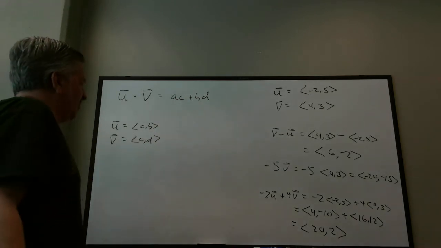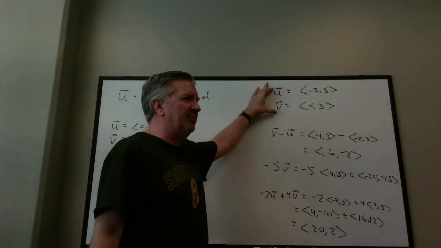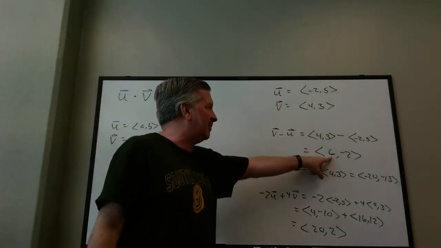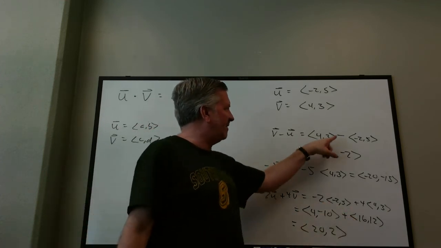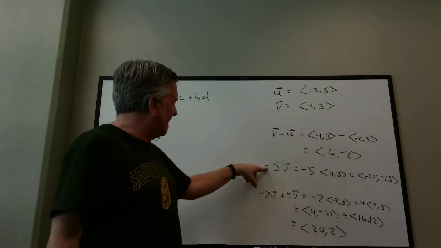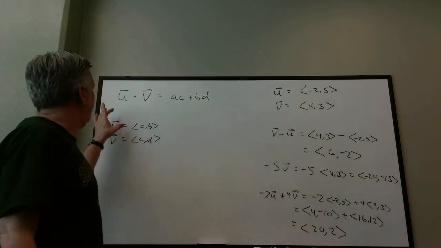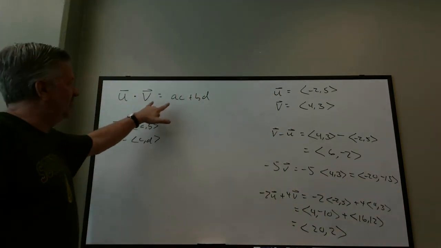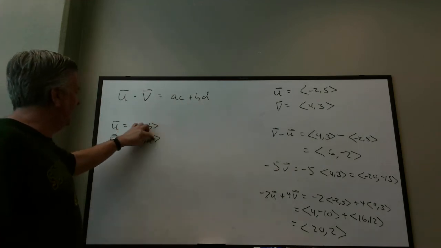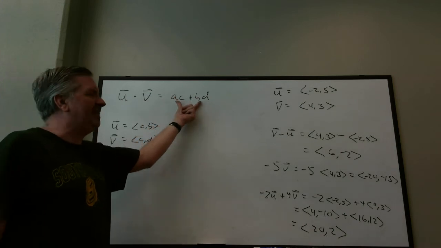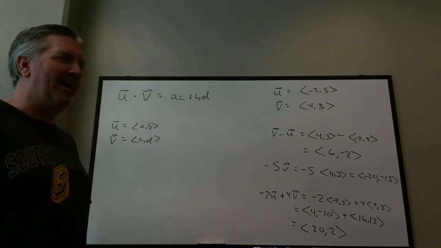Now let's go back for a second. If you add two vectors together or subtract two vectors, what do you get? A vector. Right? A vector plus a vector is a vector. A vector minus a vector is a vector. A scalar multiple of a vector is a vector. What's the dot product of two vectors? Notice I don't have brackets here. This is not a vector. If I do ac plus bd, what kind of thing do you have? This is a number. The dot product of two vectors is a number.